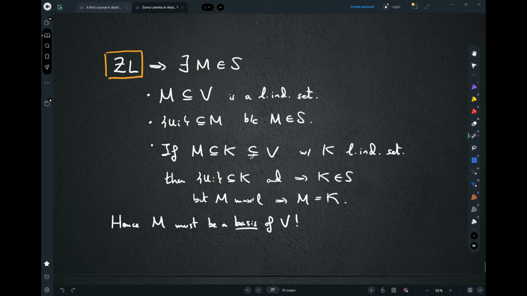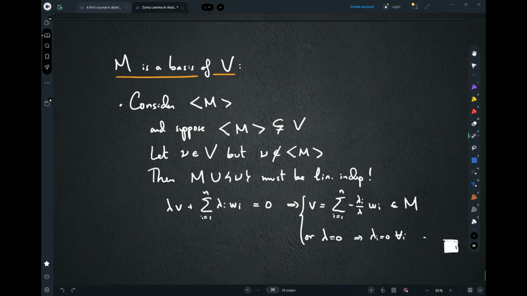It also tells me, because of the maximality, that if I had some larger set K that was linearly independent, then this larger set contains the UIs and it is linearly independent, and K would be in S. But M is maximal in S, and therefore M is equal to K. And this fact will imply that M must be a basis of V. Let's see why. Consider the vector subspace of V generated by the linearly independent elements that are in M.